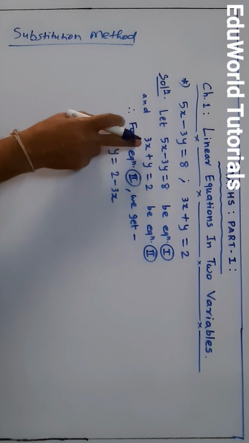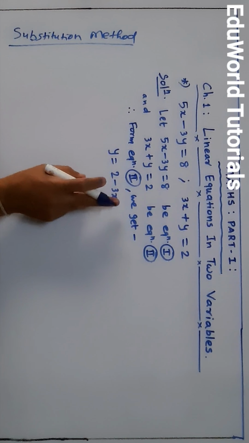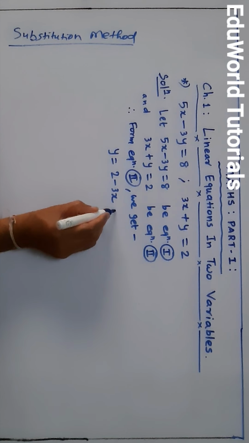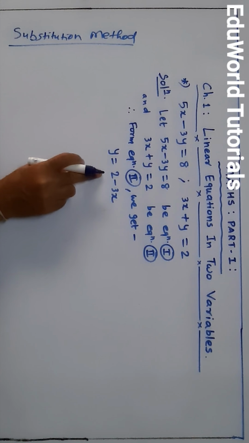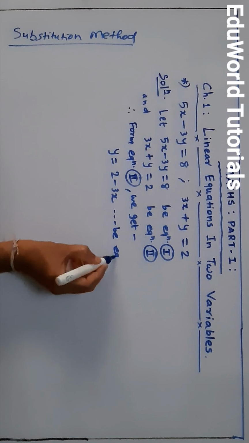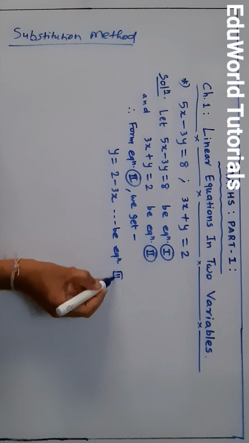What I just did, I brought this term 3x to the right hand side. So I get y equal to 2 minus 3x. Okay, this is the value of y. Let it be equation third.